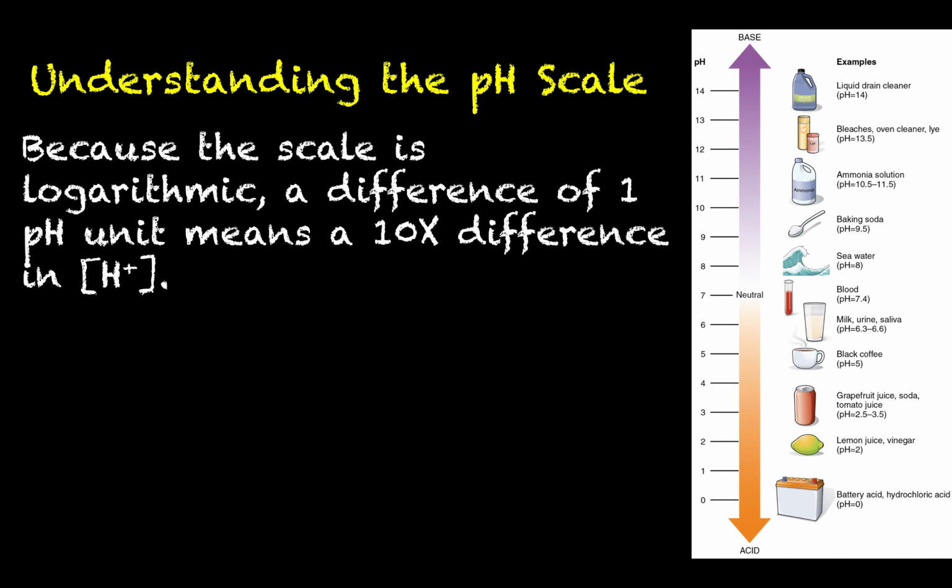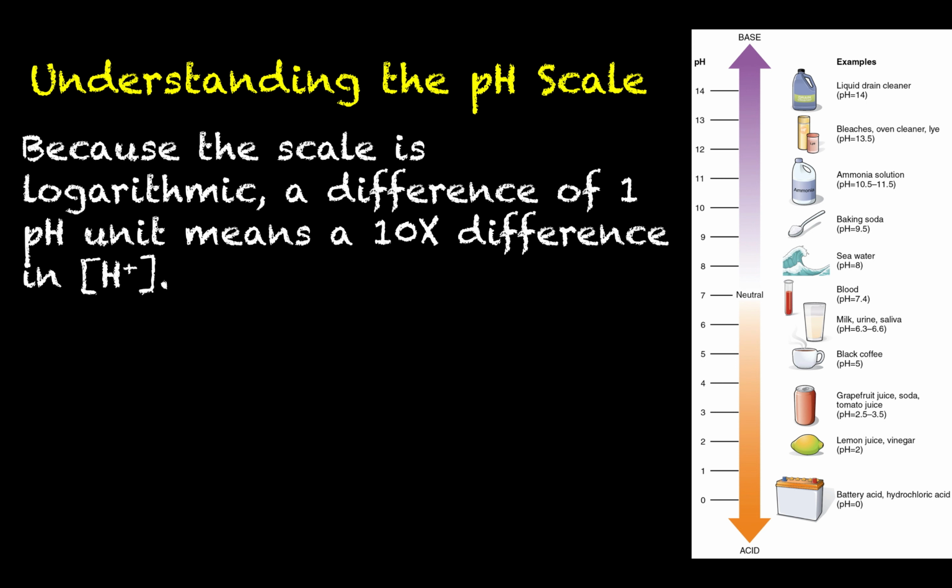Citric juices, lemon juices, and things of that nature will also be very acidic. Pure water is going to have a neutral pH of about 7, and then as you go up towards the basic side, you can see some examples of some more alkaline substances that you might find around your house. Things like ammonia, baking soda, oven cleaner, and things of that nature.